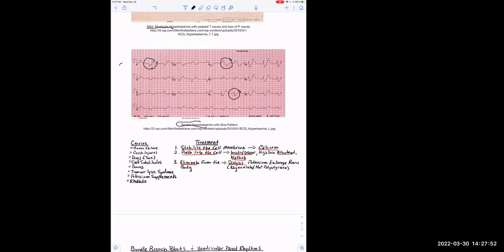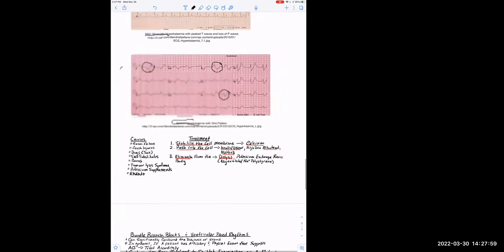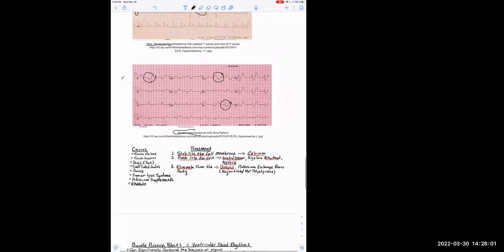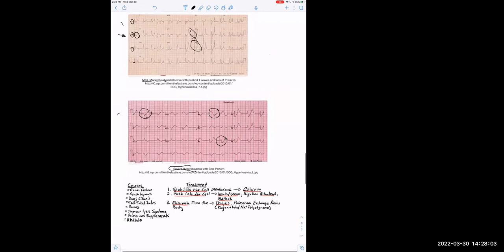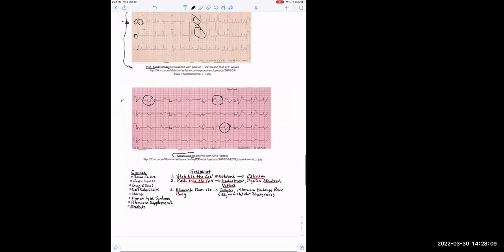So what does that mean? That means that early treatment of clinically significant hyperkalemia is incredibly important. And when we say clinically significant, you need to start addressing it here at your moderate. And again, if you wait until it gets here, you're well behind the eight ball.